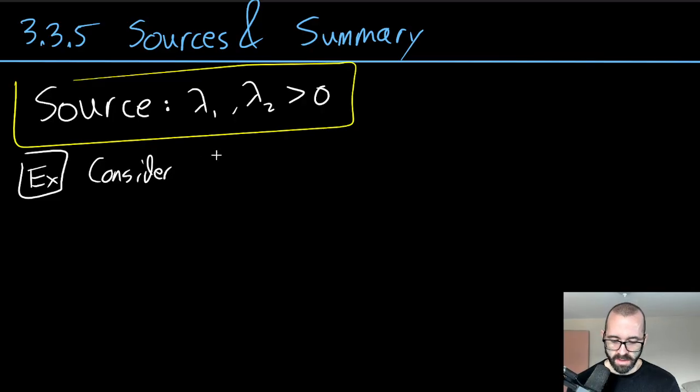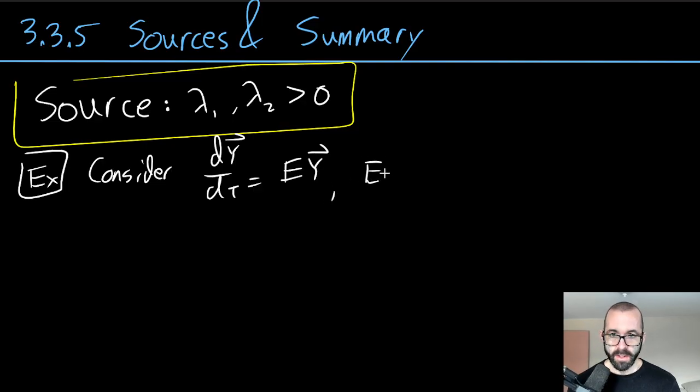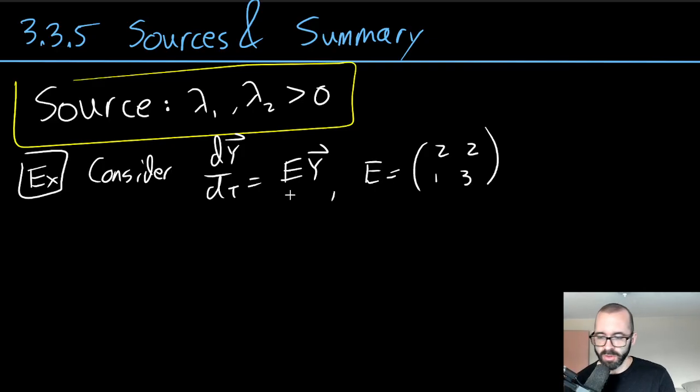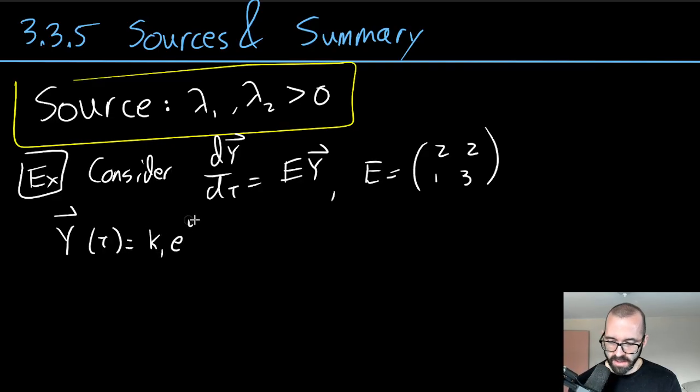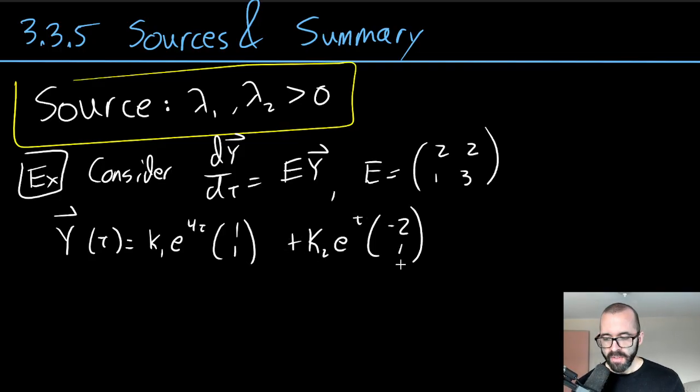Consider a system of differential equations that's just E times Y. I asked you earlier how many letters of the alphabet we're going towards. We only do 5. E is our last one. This matrix might look familiar. You could pause the video and find the general solution if you wanted practice, or you could just get it from me. It's K1 e to the 4t times (1, 1) plus K2 e to the t times (negative 2, 1). That's the general solution.